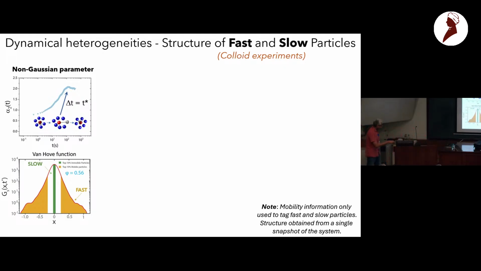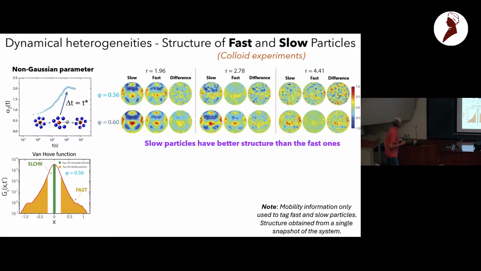Okay. So we're just going to use this information to tag the particles, and we're going to look at the structure around the slow and fast particles. All right. And so this is the densities as a function of distance. This is the slow, this is the fast, and this is the difference, all right?